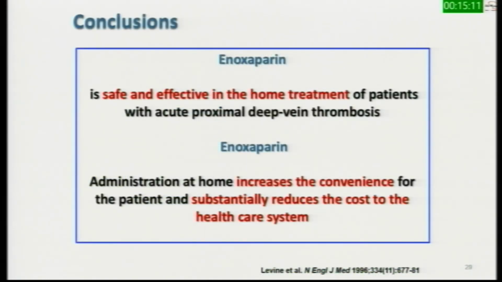The conclusion from this study was that enoxaparin is safe and effective in the home treatment of patients with acute proximal deep vein thrombosis. Enoxaparin administered at home increases the convenience for patients and substantially reduces the cost to the healthcare system.